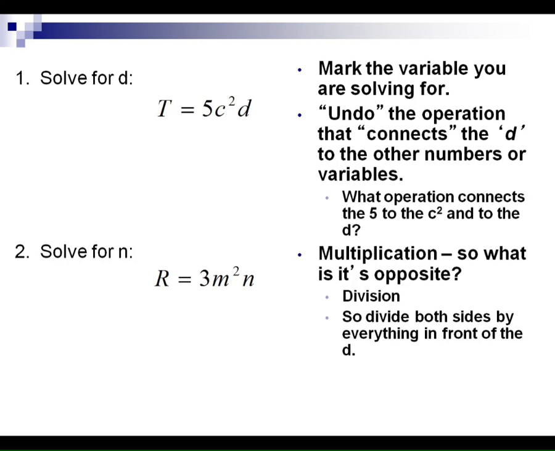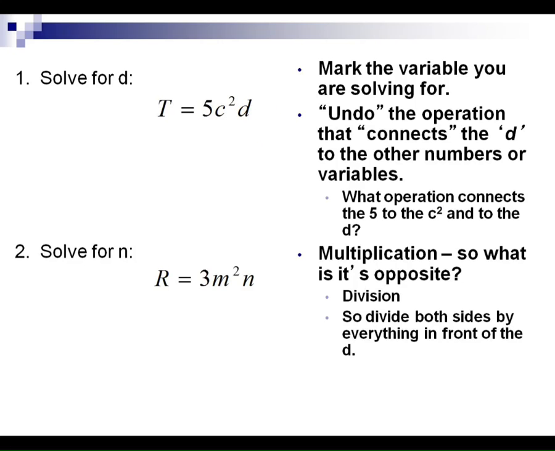So, for example, this top one here is just a bunch of different variables, t, c, and d, also a 5 mixed in there. And I say solve for d. That means which variable am I going to get by itself? d, right? I need to get d by itself. So I mark the variable I want to solve for, that's d. I undo the operations that connect the d to the other variables. So what is connecting the d to all these variables? What operation? Addition, subtraction, multiplication, division. It's all multiplication, right? Just by each other.